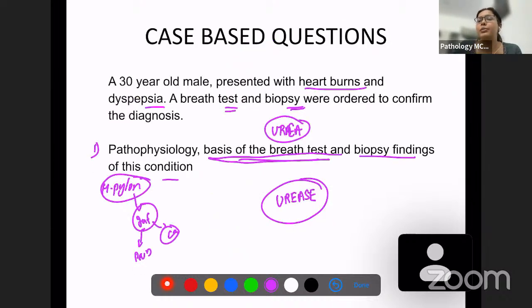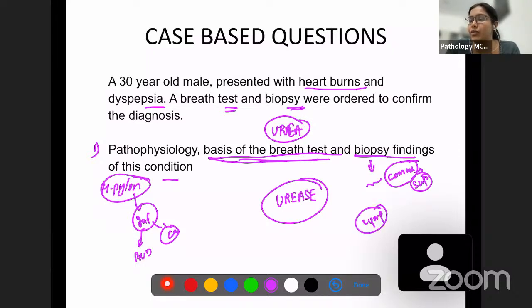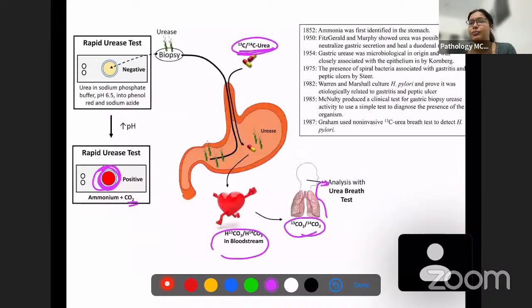Okay. What are the biopsy findings? We know the biopsy findings. On biopsy, we will see small, slender, comma-shaped bacteria, which are H. pylori. And what else are we going to see? They are superficially seen. And what kind of infiltrates will we see? Lymphocytic infiltrates, lymphocyte aggregates we will see. Where will we see them? In the lamina propria. Okay. So these are the biopsy findings of this condition.